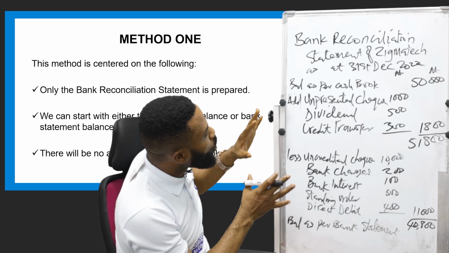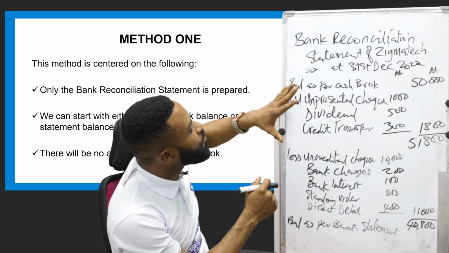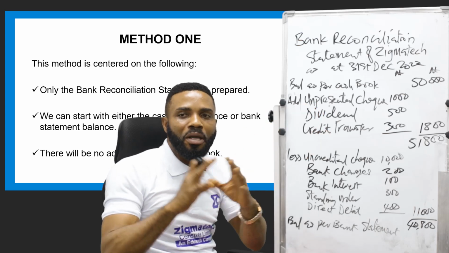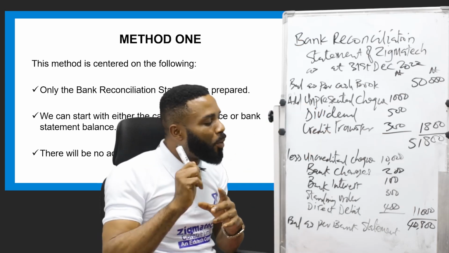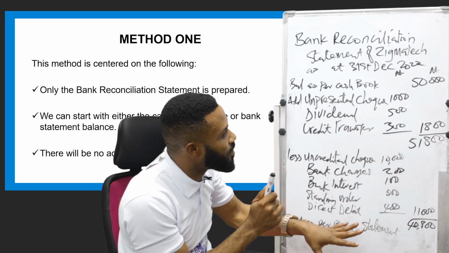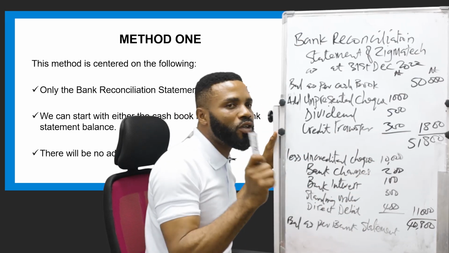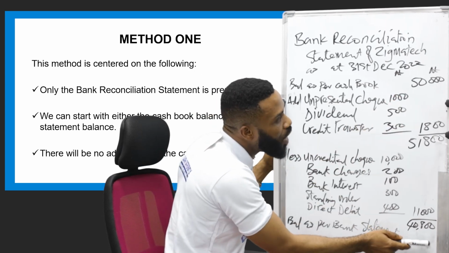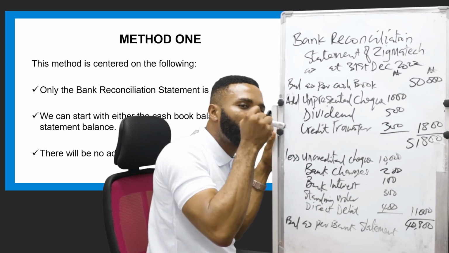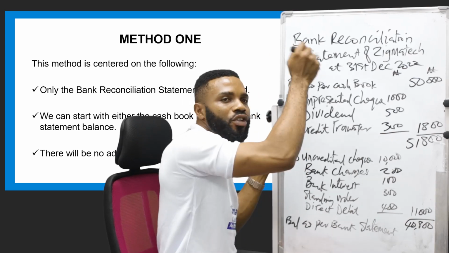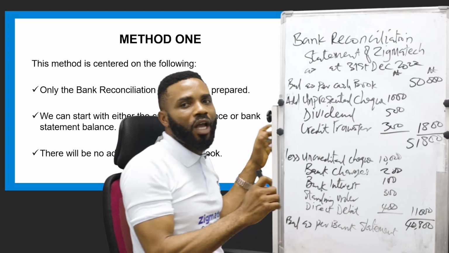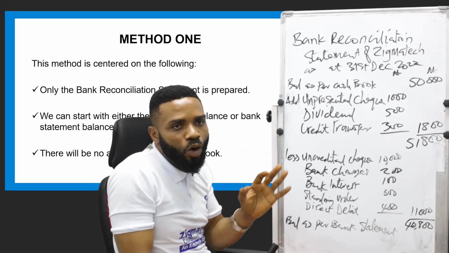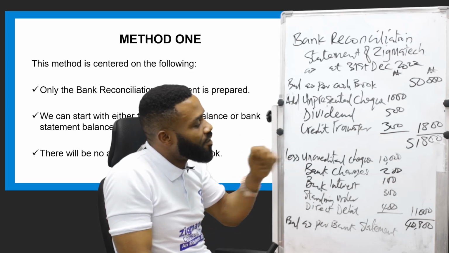So now, what usually happens is that they will give you the two balances. They will give you the balance of the cash book and they will give you the balance of the bank statement. But when you have calculated like this, if you are using the balance of the cash book, you start with the balance of the cash book. The balance you are going to arrive at here must be equal to the balance of the bank that is given to you in the question. We are going to look at some examples that will further explain what I have said so far.